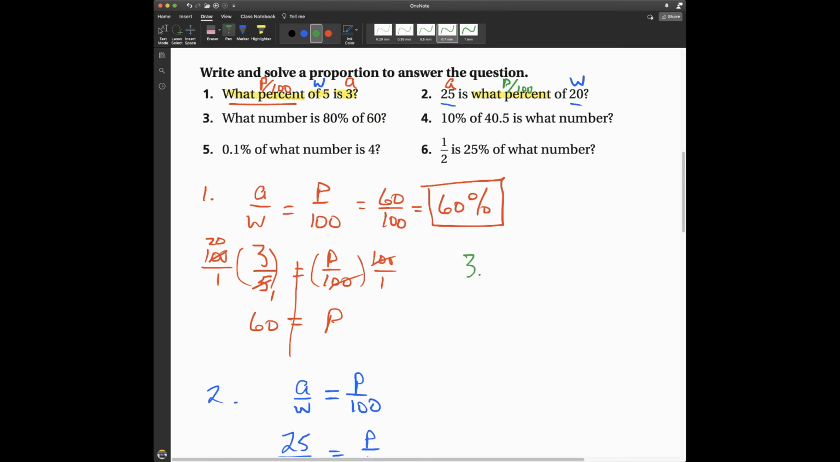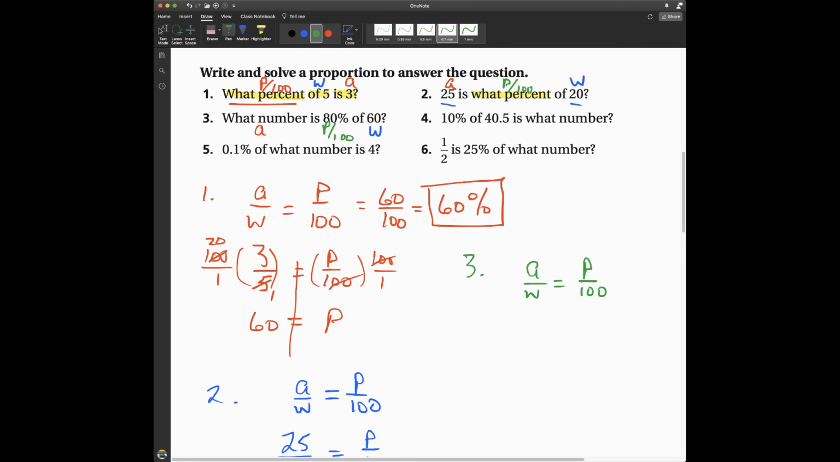So here's number 3. So this one says, what number is? What number? And then there's that word is. So this has to be the part. And then my 80% right here, what is that? That's my percent. And then of 60, this is my whole. All right. So I just write down the formula. Part divided by whole equals the percent over 100.